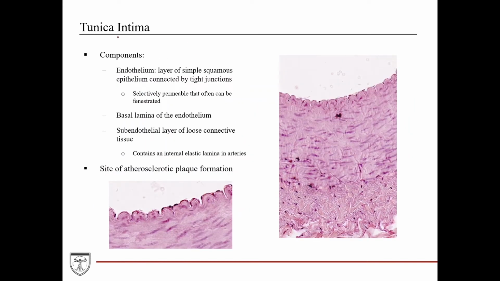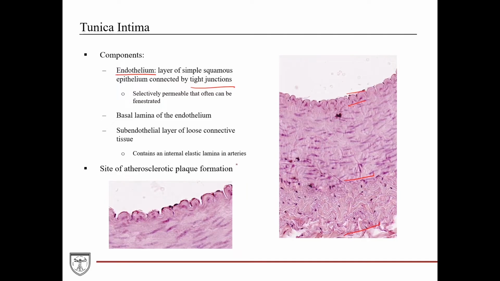So the tunica intima in general, its components, it's mainly composed of the endothelium, which is the layer of simple squamous epithelium connected by tight junctions. And you can see that here. So here's the intima layer here, here's the media here, and then this layer out here is the adventitia. You can see in comparison, especially in arteries, it's a very thin layer.